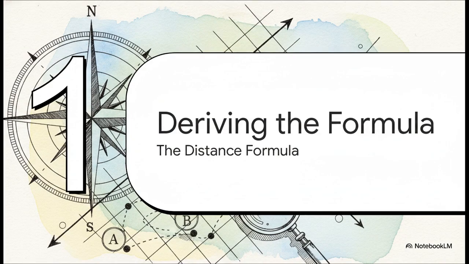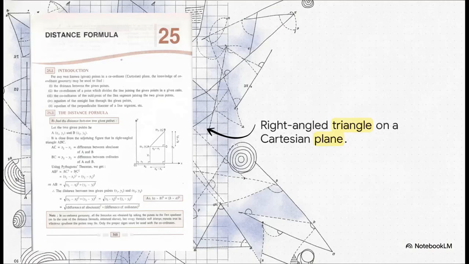Section 1. Deriving the distance formula. So to solve our math mystery, let's take a quick step back and look at the origin story of the secret weapon we need. What's really fascinating here is how it takes something you already know inside and out, Pythagoras' theorem, and just overlays it right onto a Cartesian coordinate grid.